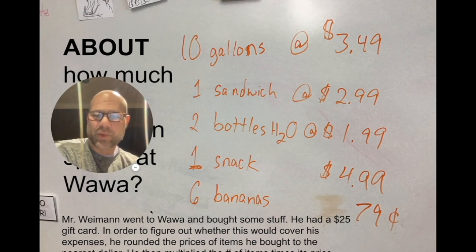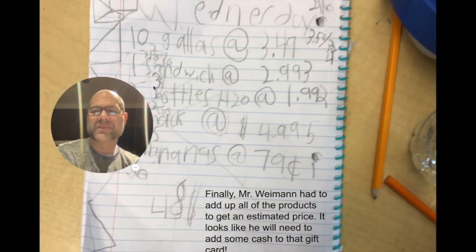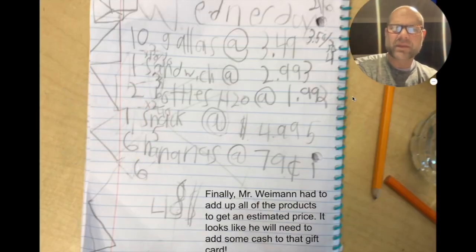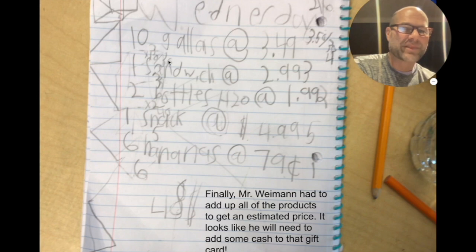So what did we do? Well, first, we want to round these numbers to the nearest dollar, and then we need to take a look at how many of each I got. So if we rounded this down to $3, we would then multiply that times 10. And if we did that, we would have 10 gallons at $3, and we would multiply that, and this is one of my students' work, it would be $30, right?